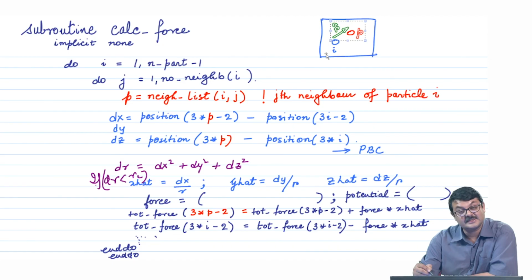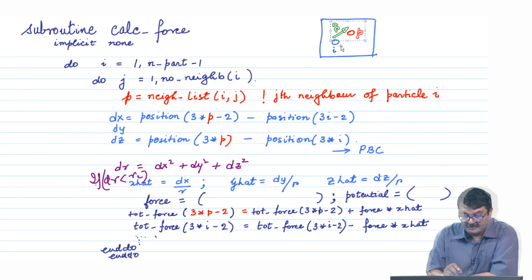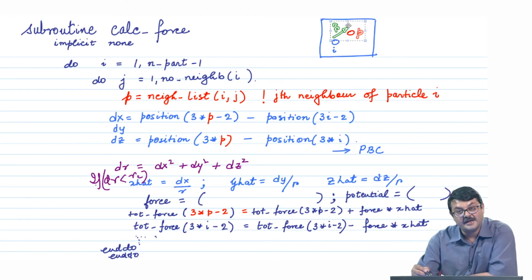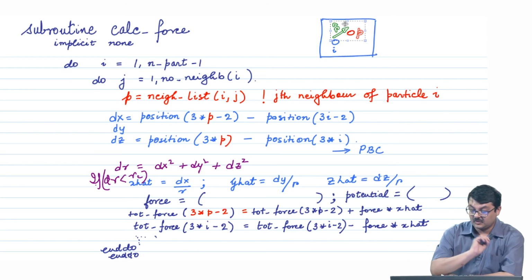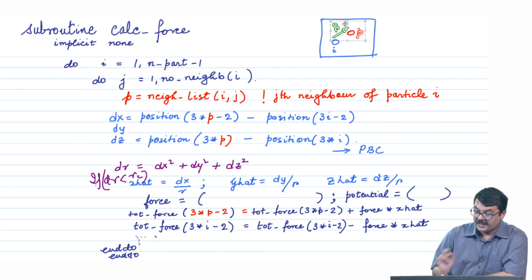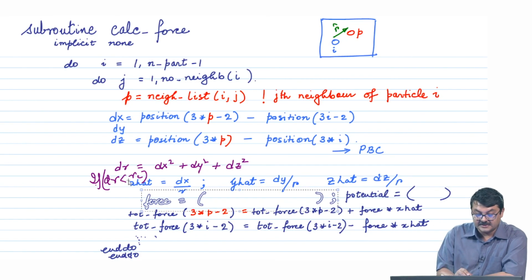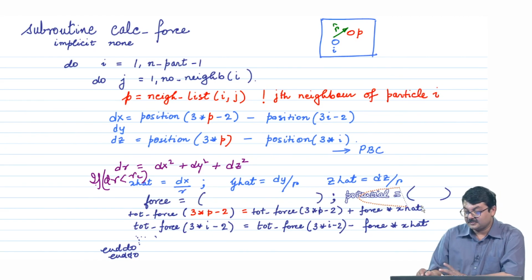So, this is a schematic diagram. You have 3p minus 2 and 3I minus 2. So, the vector is pointing from I to p. We have discussed this in one of the previous classes. If you are confused, please go back and have a look there. So, you calculate the unit vectors, then you calculate the magnitude of the force. You have r, if r is less than Rc, then you calculate the magnitude of the force, and then the expression of the potential.